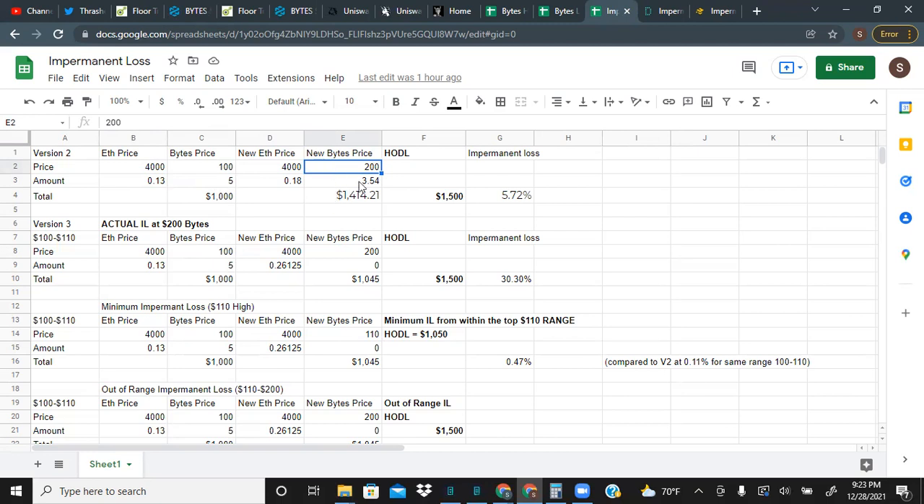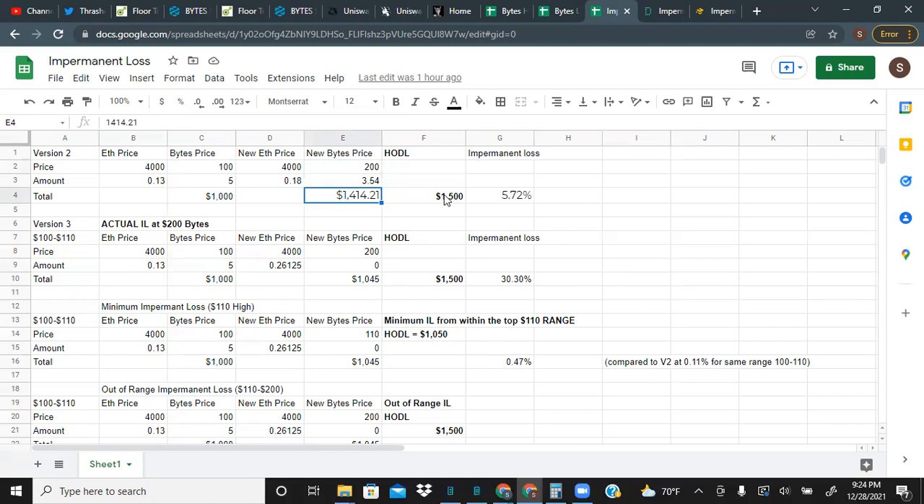And what ends up happening is these BYTE, 1.46 BYTE, are distributed to the Ethereum side here, and then we get about 0.05 more Ethereum. And the liquidity pool, which started at $1,000 worth of value, the pool's value turns into $1,414.21.